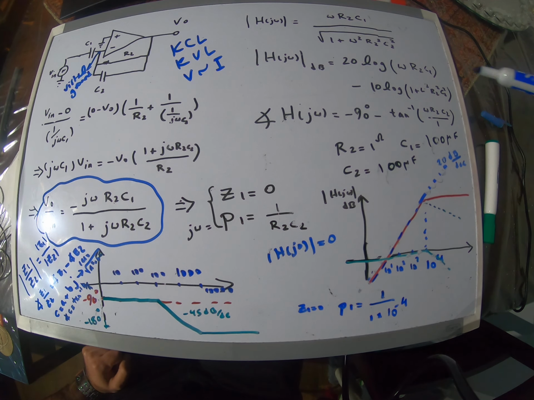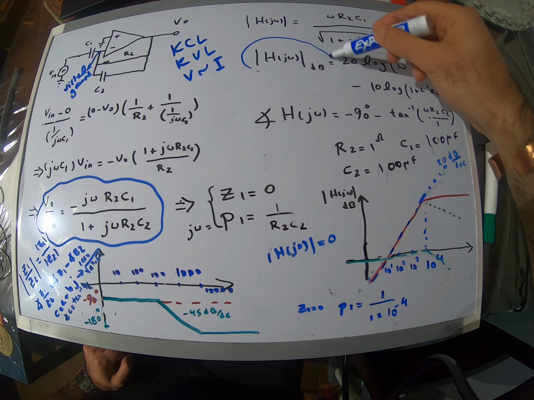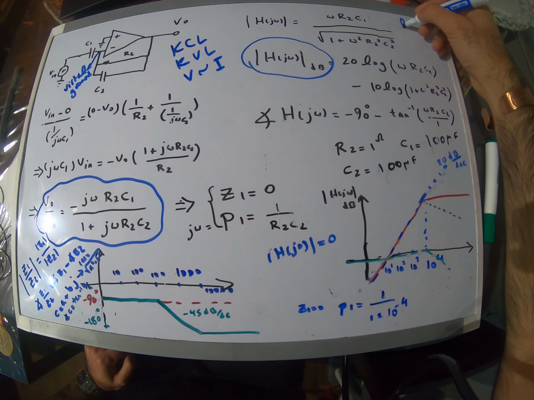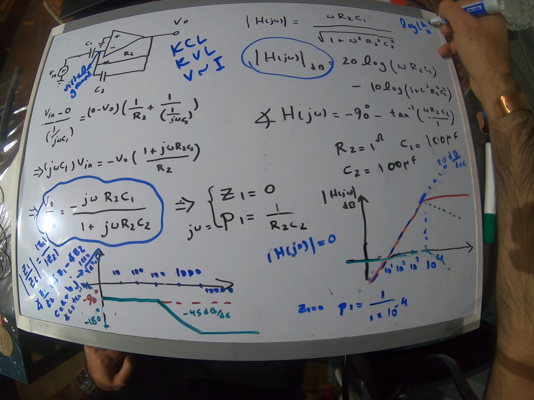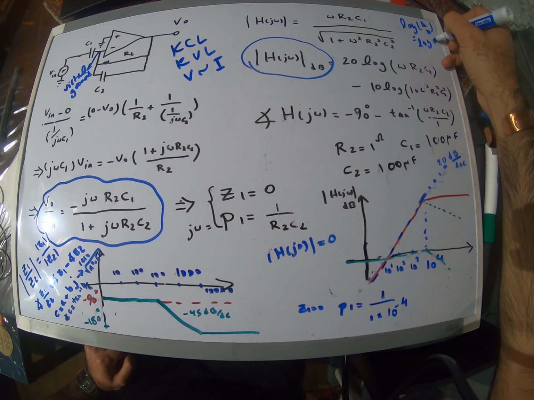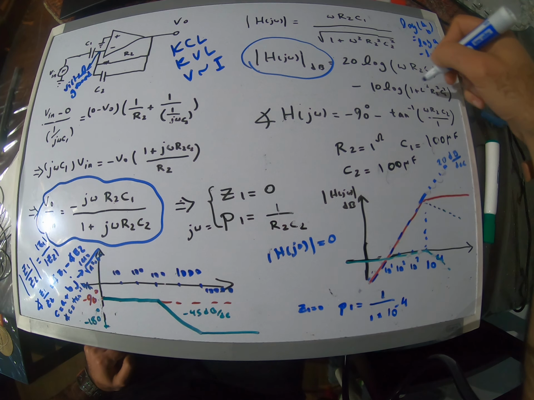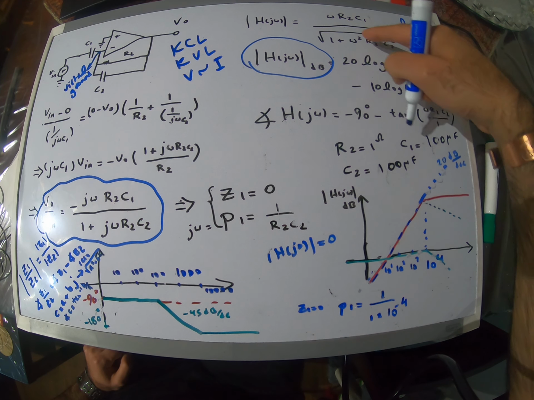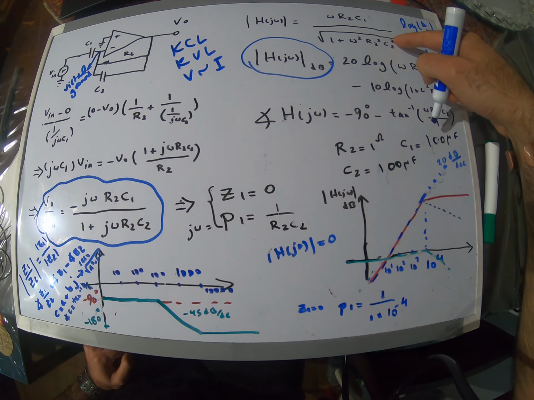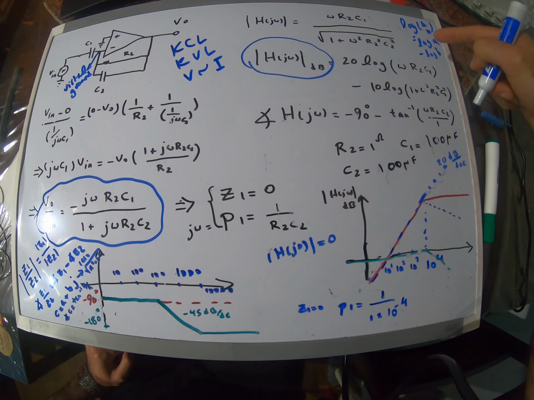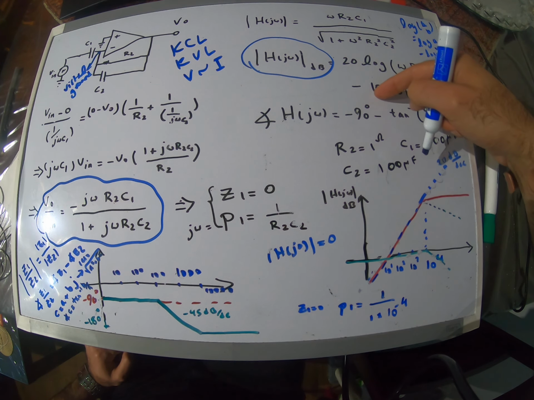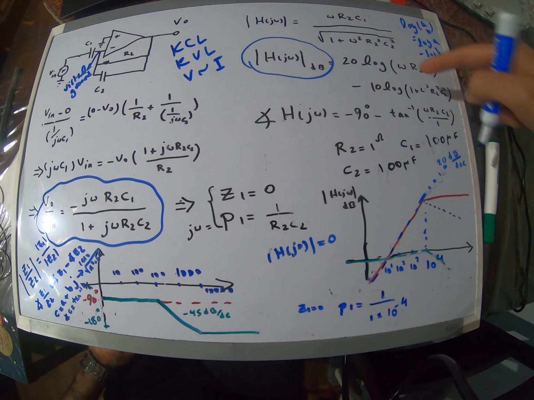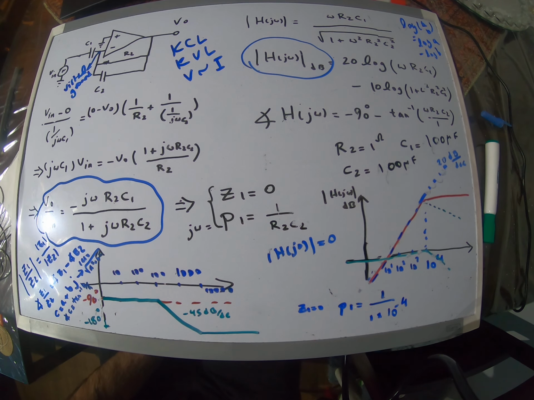And if I want to display the magnitude in decibels, it's going to be 20 log of this thing, and you know that log of A divided by B is equal to log of A minus log of B. So that's what I did here. I got rid of the square root because 1 plus omega squared R2 squared C2 squared is raised to the power 1 over 2. So it comes out of the log, and the 20 times 1 over 2 becomes 10. So this is how you can find the magnitude of a transfer function.